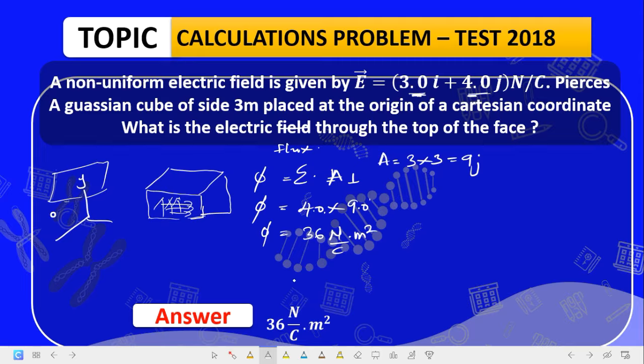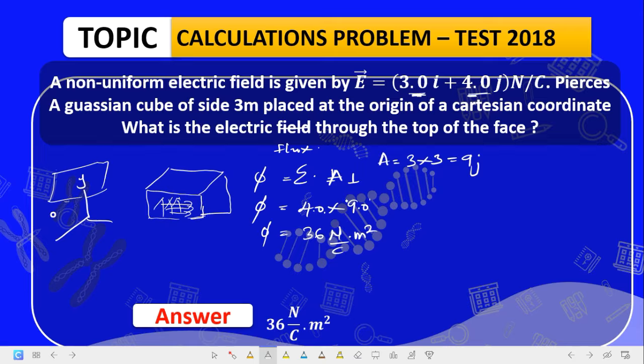Now, if they say the electric field through the sides, you agree with me that the vertical component is parallel with the side, but the horizontal component is perpendicular to the side. We only look at the side that is perpendicular. Are we getting it now? If we look at it very well, this is perpendicular to it.